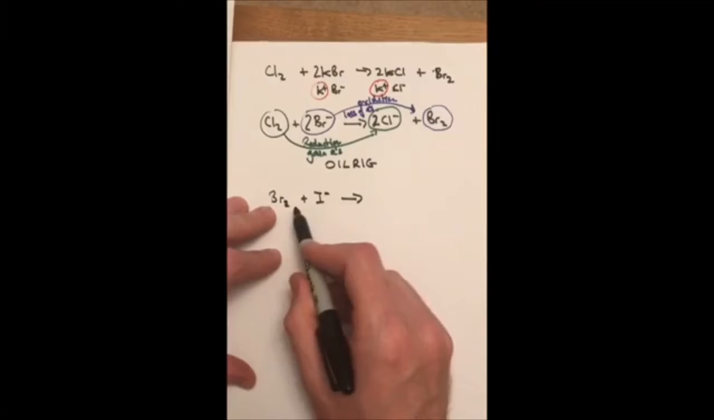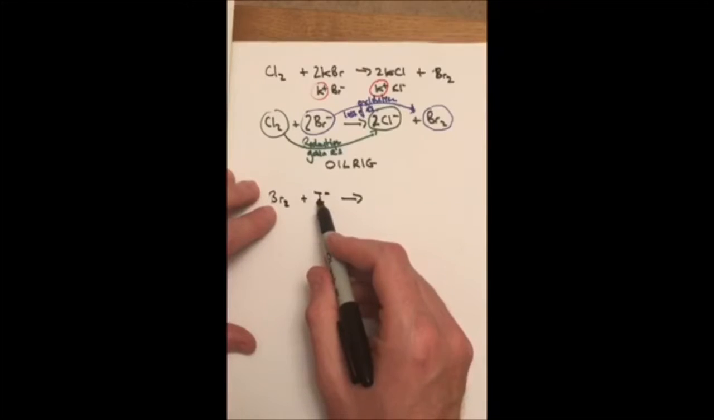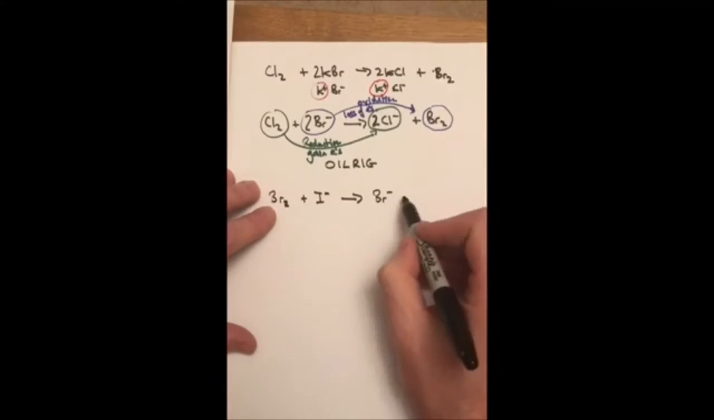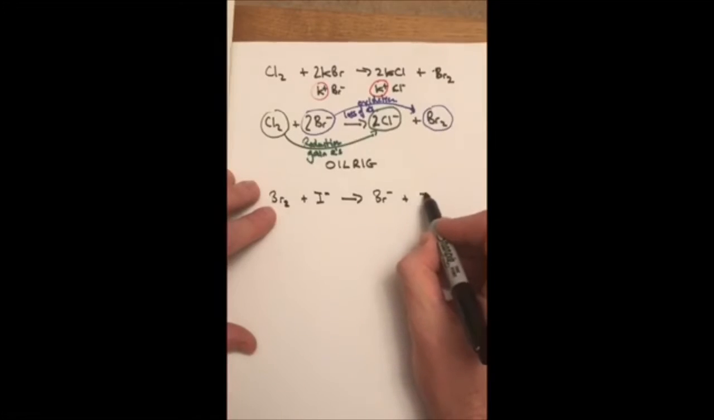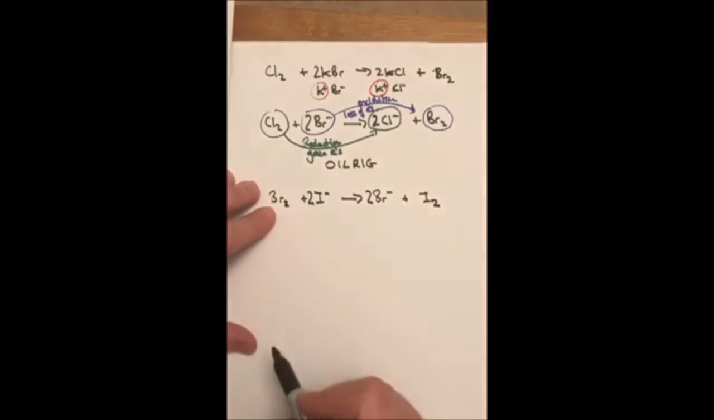So what's going to happen here is the bromine, if you remember, is more reactive. So the bromine is going to be able to take the electron from here to form the Br minus. And that's going to release or displace the I2. Got to make it balanced, so you need 2 and 2.